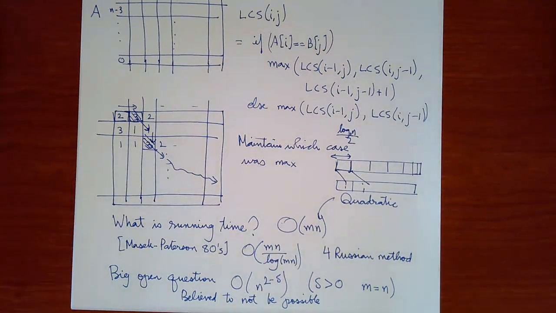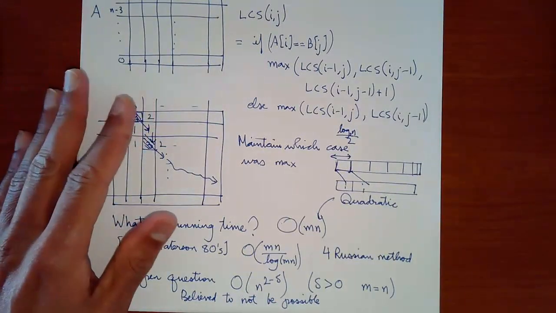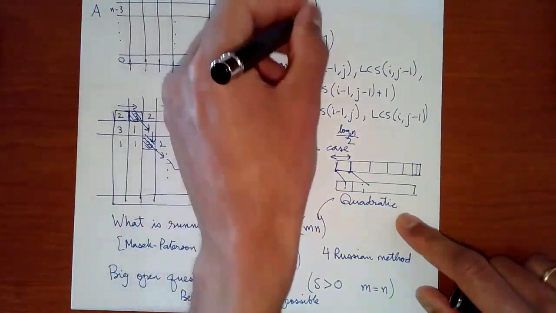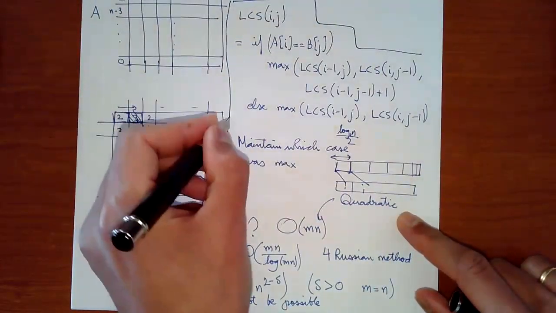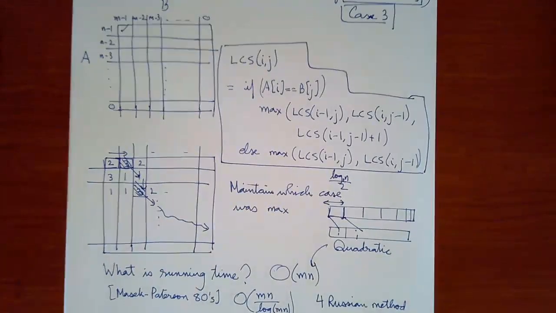I just want to make sure that the basic LCS makes sense. There is your recurrence. This is the key expression that you need.